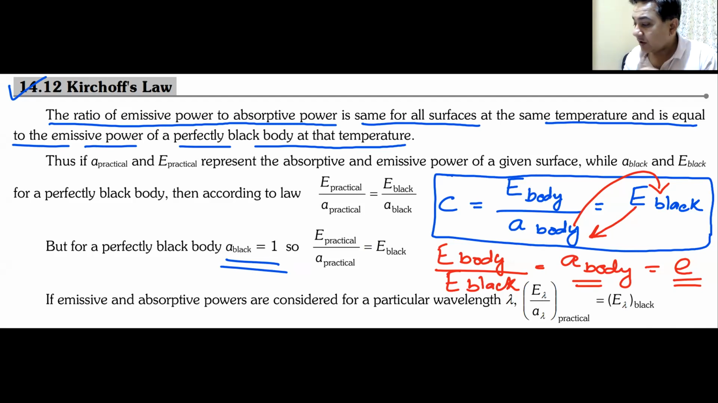Now, we talked about the absorptive power of the body, but we also talked about something known as the spectral absorptive power. Do we remember this? Spectral absorptive power. This A that I've written was the total absorptive power. We have also seen something known as the spectral absorptive power. Yes or no? Yes, sir.